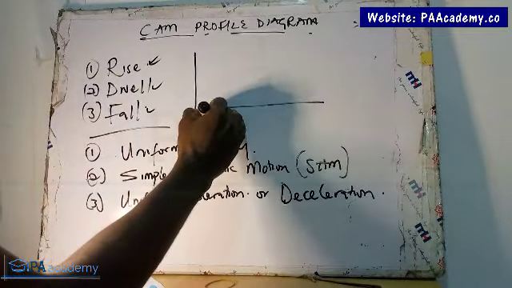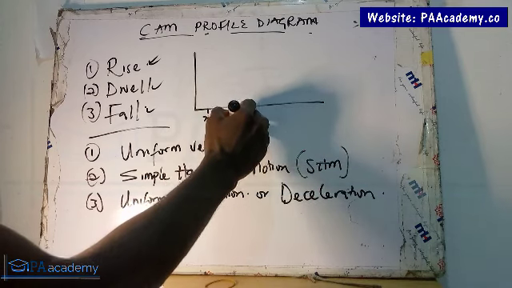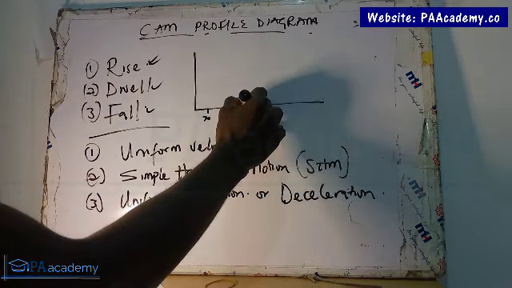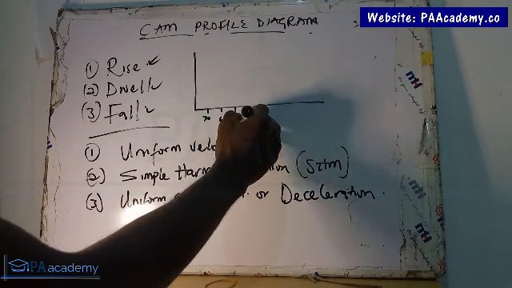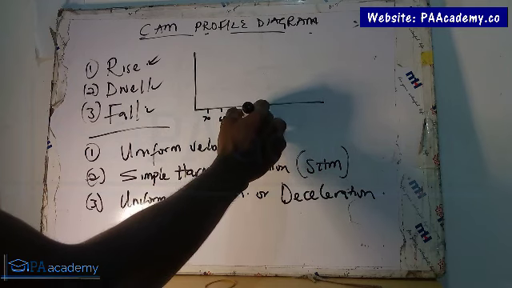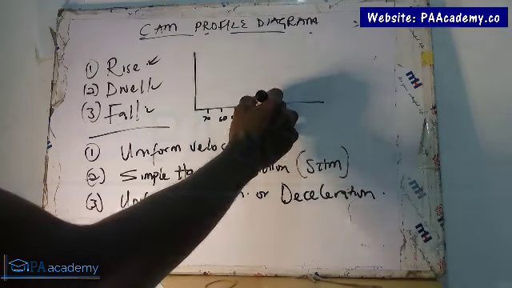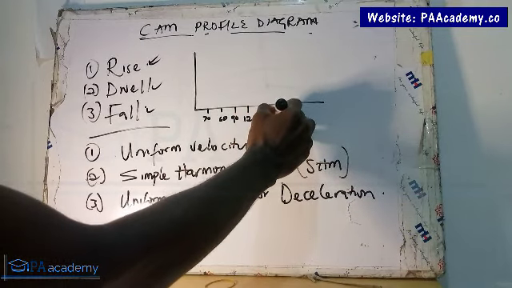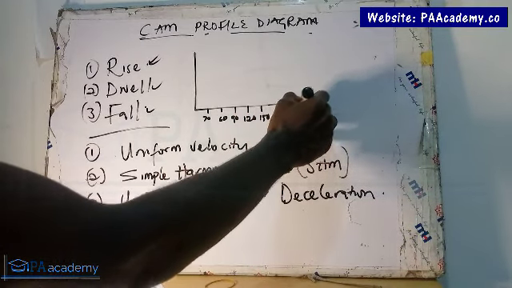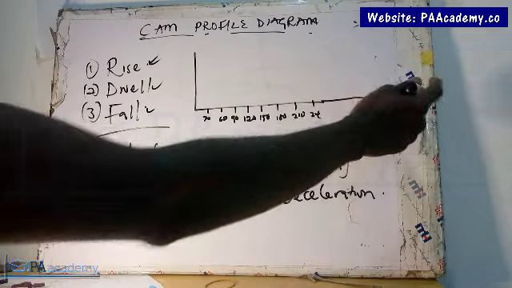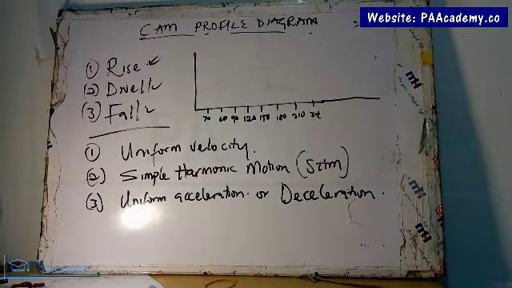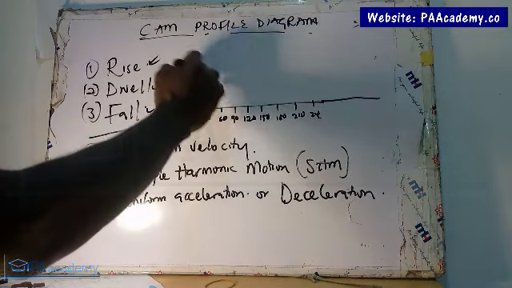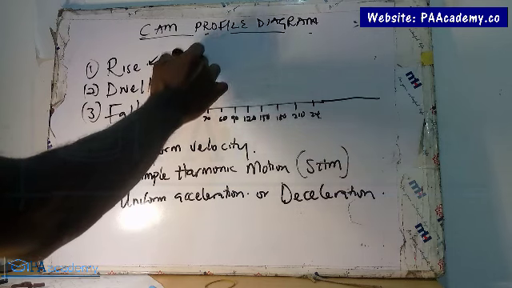So let's just say this is 30, 60, 90, 120, 150, 180. This will be 210 and 240, and it continues like that. And that question says for 150 degrees camshaft rotation, the follower rises 30 mm. So let's take this to be our 30 mm.